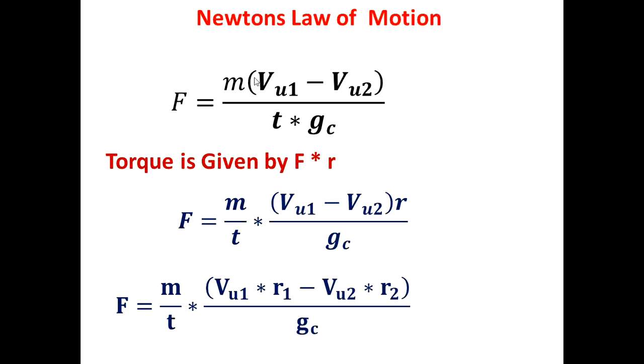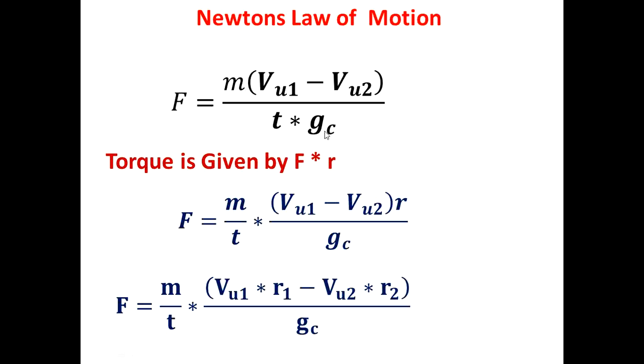The change in tangential velocity of the fluid particle from inlet to outlet, we are doing with respect to the turbine. See, VU1 is greater than VU2 means it is a turbine only. So VU1 is greater than VU2, and then mass flow rate divided by time, and then gc.